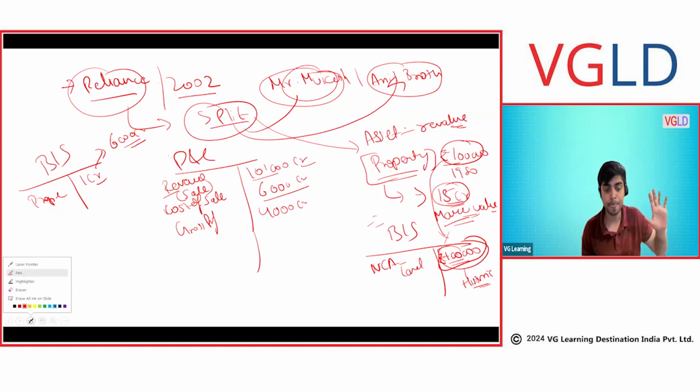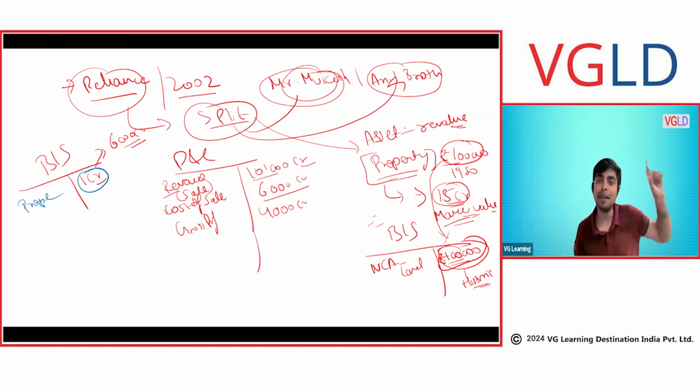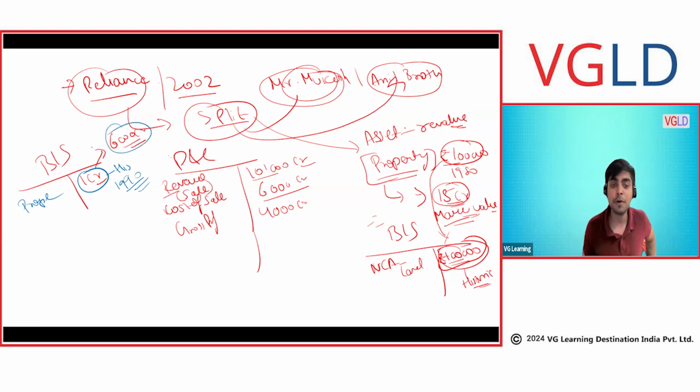Coming back to the concept, please everyone. This property that Mr. Mukesh Ambani owns is currently in the balance sheet at a historical value, which is 1 crore. The 1 crore that they paid, let's say, in 1990. They bought this at 1 crore, but now this property has a value of 6,000 crore.